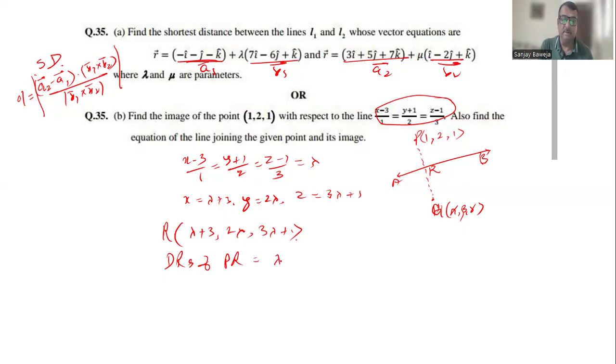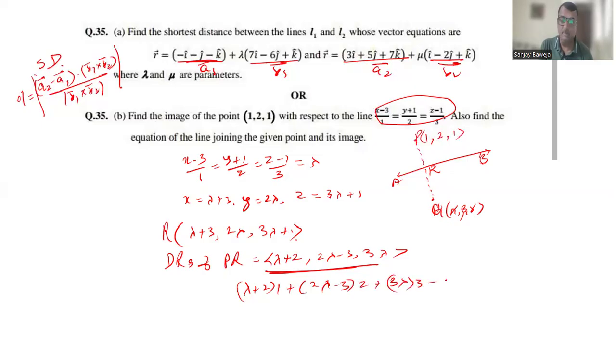After that, I can find the direction ratios of PR. This will give me lambda plus 2, 2 lambda minus 3, and 3 lambda. Now we know PR and AB are perpendicular to each other, so the dot product of the DRs will be 0. That gives lambda plus 2 times 1, plus 2 lambda minus 3 times 2, plus 3 lambda times 3 equal to 0, which will give you lambda is equal to 2 by 7.